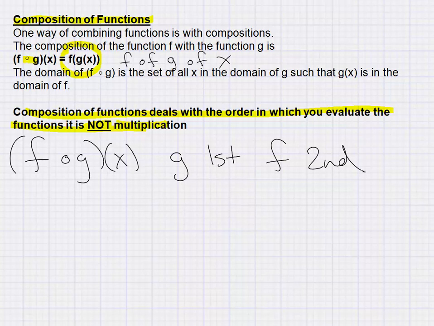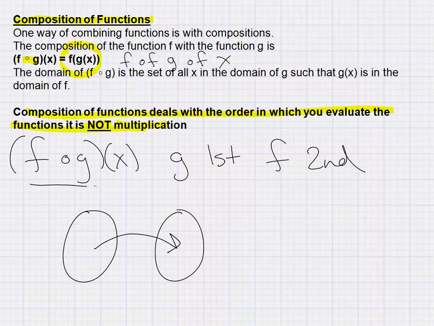Okay, now as far as domain goes, you got to make sure that your domain values for g go into f, and then so on. And then I will talk about that in a second. One way we draw functions is by drawing this mapping. This is kind of how we started the whole thing off. A function takes you from one place to another.